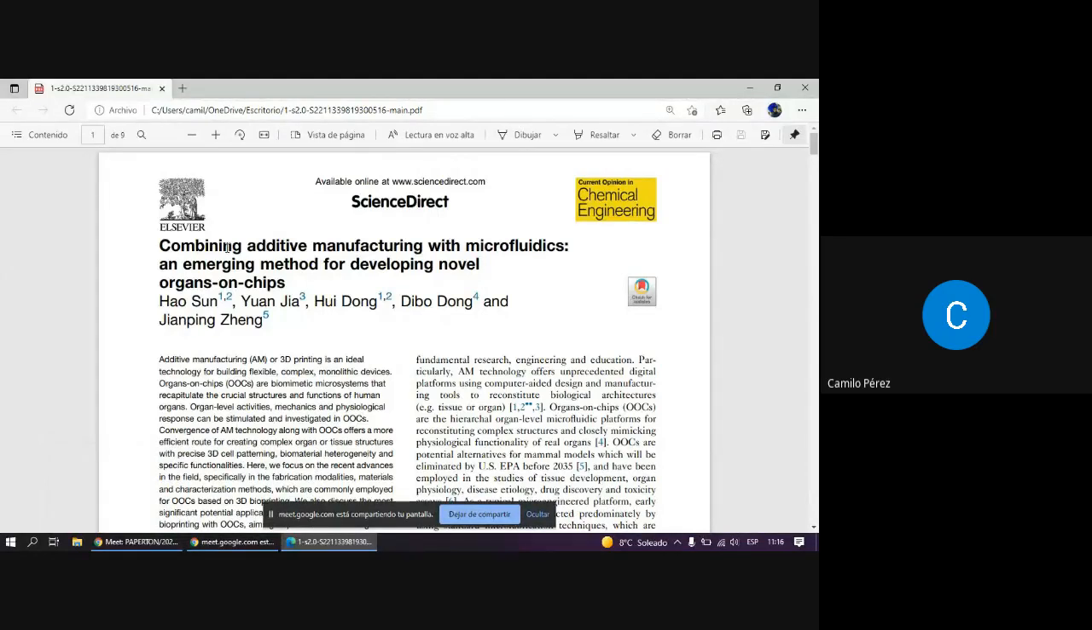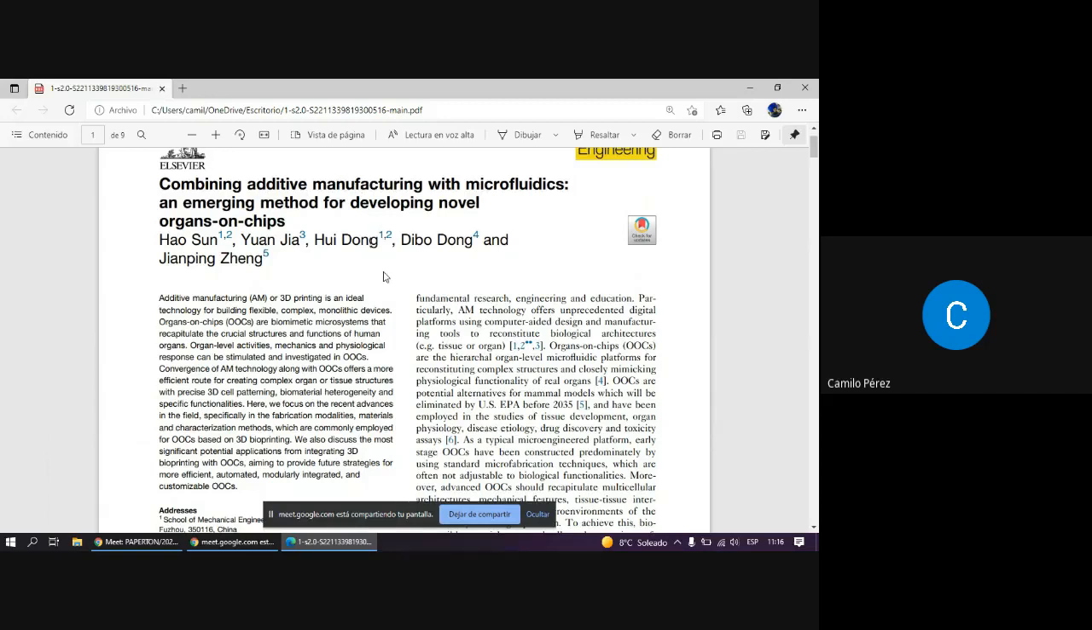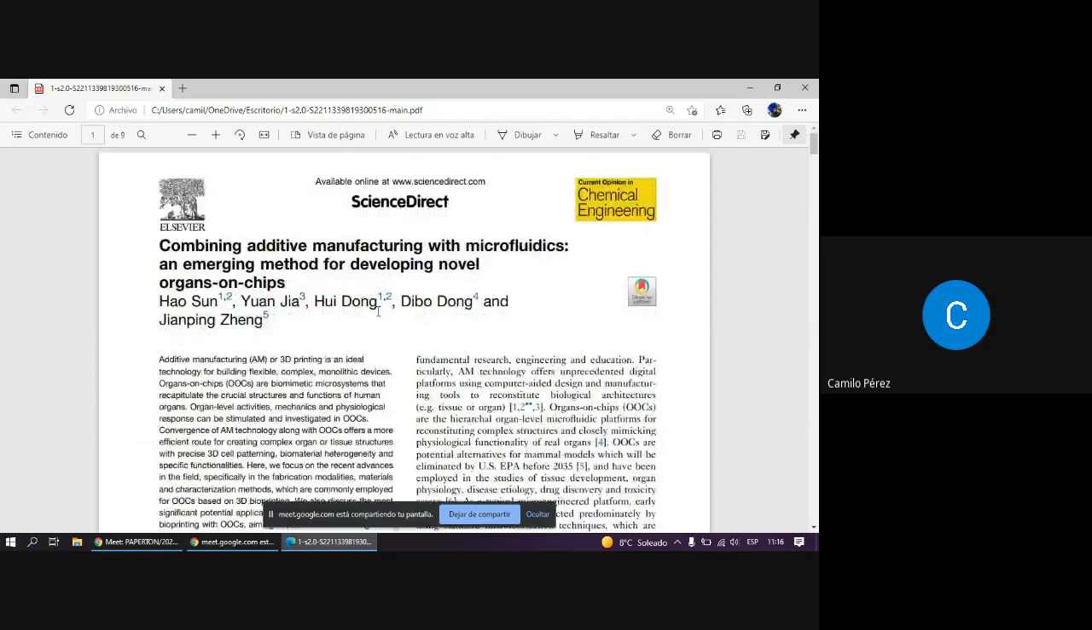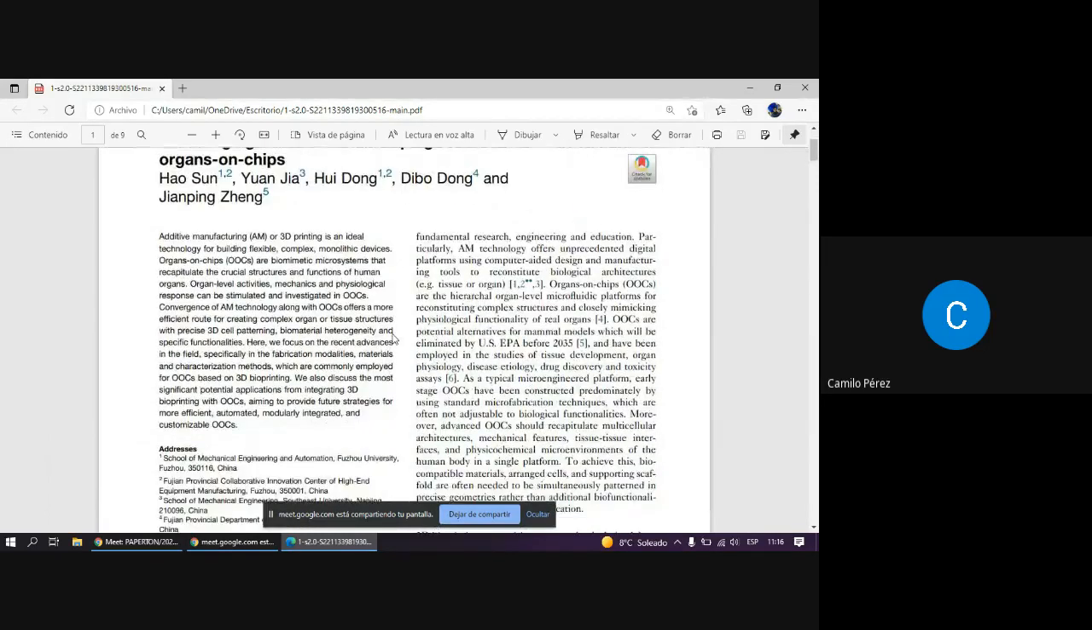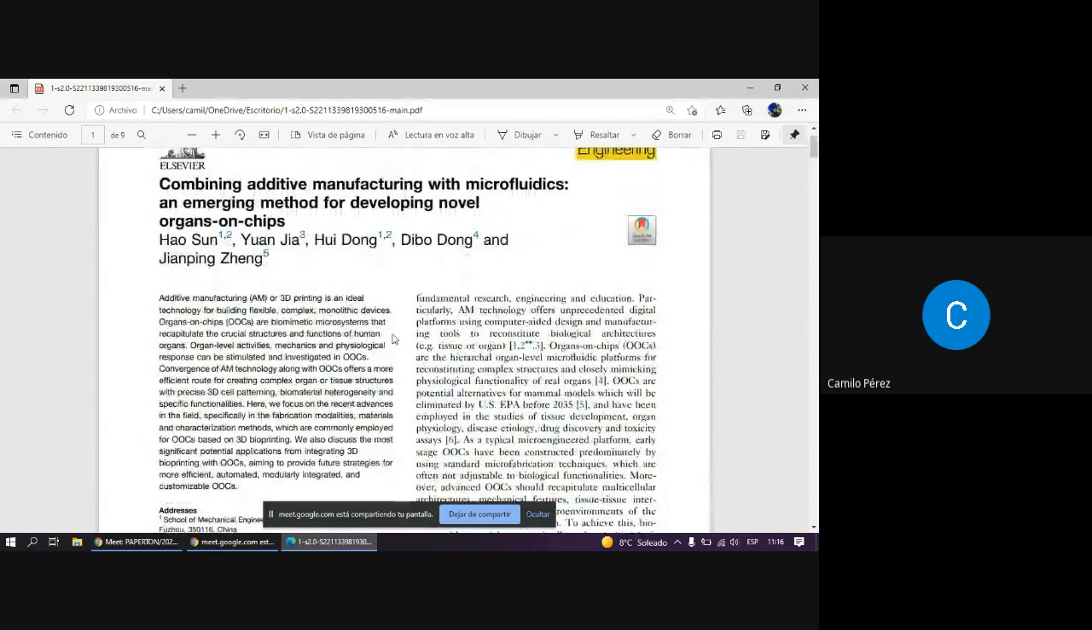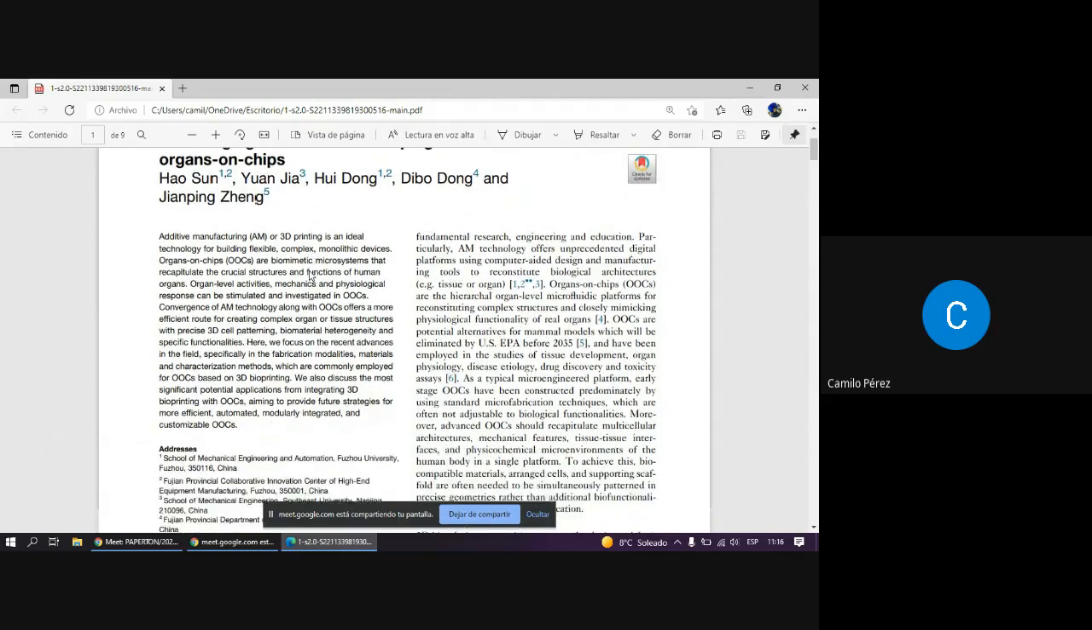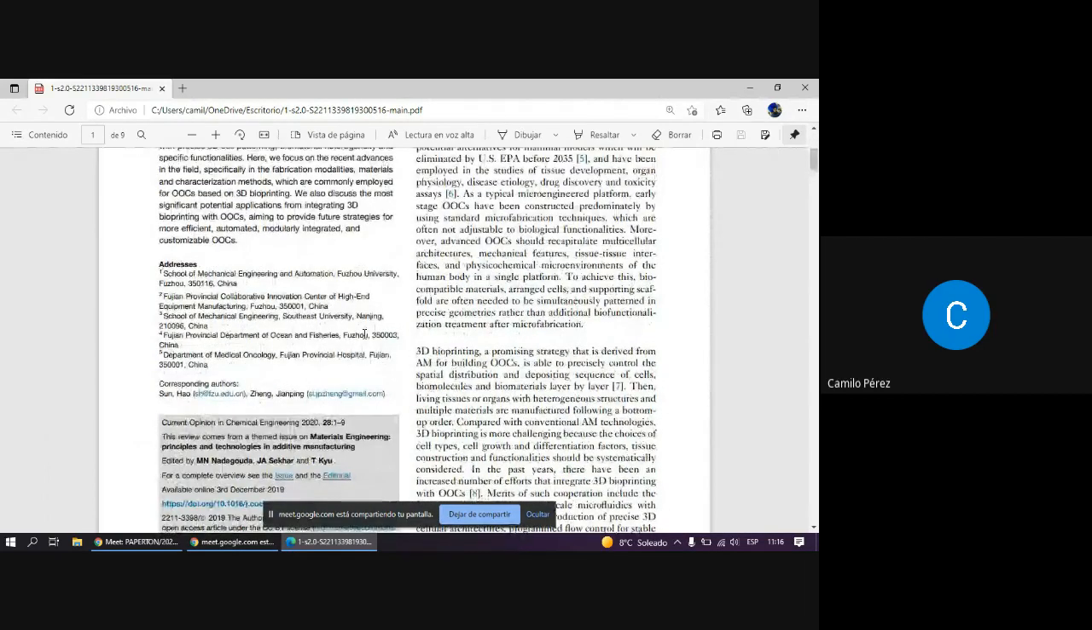In this case, I present an interesting paper on the combination of additive manufacturing with microfluidics, an emerging method of developing novel organ chips. Additive manufacturing, like 3D printing, is a great, powerful technology in combination with classic microfluidics and soft lithography to create different structures for cell culture in the organ chip and differentiate the cells with different strategies for devices.